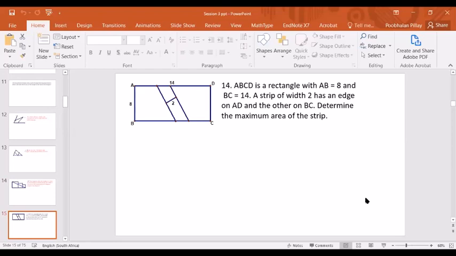This was a challenging problem, and I think it will probably be the last problem that I will tackle. The problem goes like this. ABCD is a rectangle with AB equal to 8. Well, of course, fortunately the diagram is given here. AB equals 8 and BC is equal to 14. So that is 14.